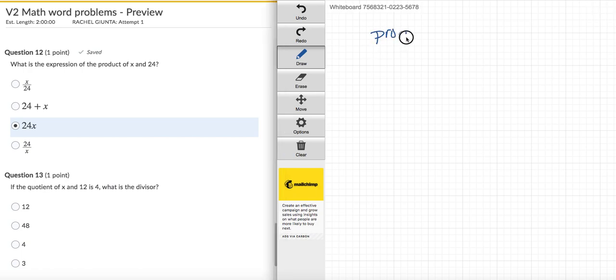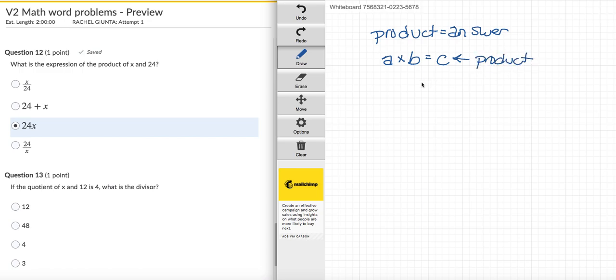The product is simply the answer to a multiplication problem. But the word product is specific to multiplication. So if you said A times B equals C, C would be the product.